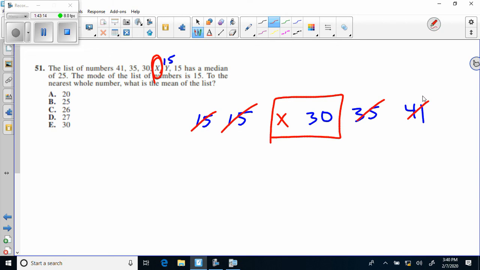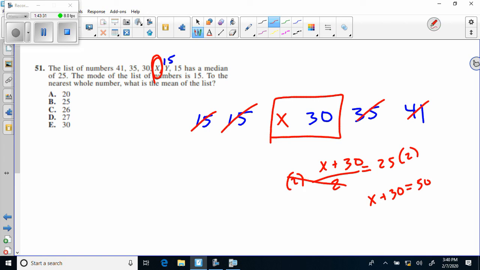So I need to know what number, if I average these, is going to give me 25, or x plus 30 over 2, because that's my average, has to be 25. And so then I'm going to solve that. So I'm going to get x plus 30 is 50, because I times both sides by 2. And then I'm going to minus the 30 over, and it's going to tell me my x is 20. So this number right here had to be 20. That's not what they asked me to find, but I need to find it first before I can go on.